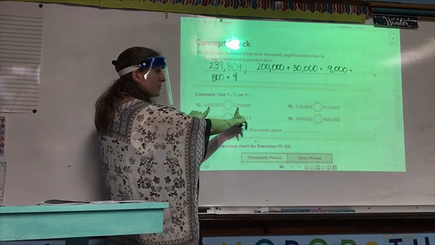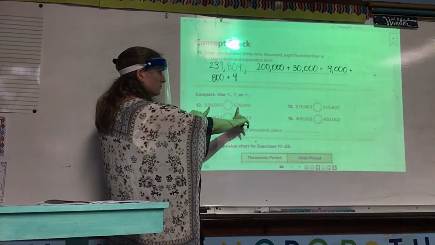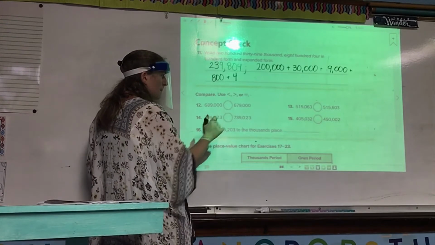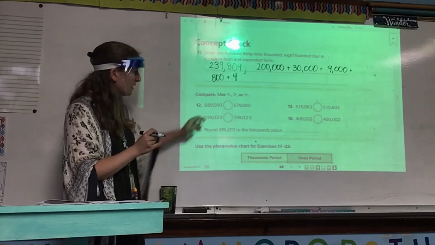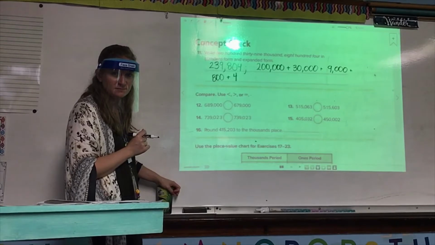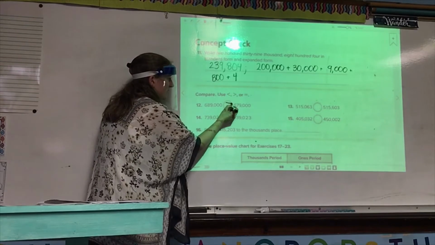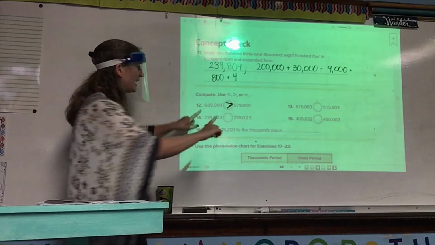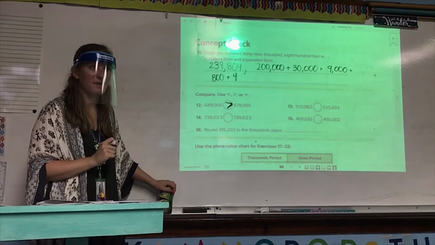Good. Can I compare those? Yes. Which one is greater, 8 or 7? 8. So that means 689,000 has to be what? Greater. How do I indicate that this number is greater? Which way does the mouth of my alligator point? To the left. Correct. So does everybody see how if you use your fingers, it's really easy to compare without a place value chart? Does everybody see that?